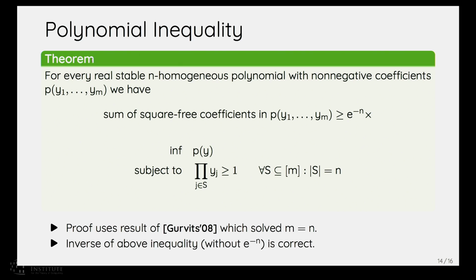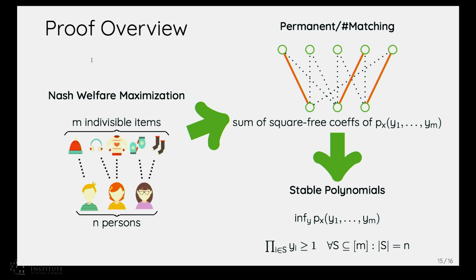So our proof, I'm not going to talk much about it, except to say that it uses heavily a result of Gurvits, which in this language would correspond to the case of m equals n. When m equals n, you essentially only have one constraint here, that the product of your variables should be at least 1, or you can even assume that it's equal to 1 in that case. Then the infimum of P of y subject to that constraint gives you the coefficient of the product of y1 through ym. So our proof heavily uses that. So that completes step 2.